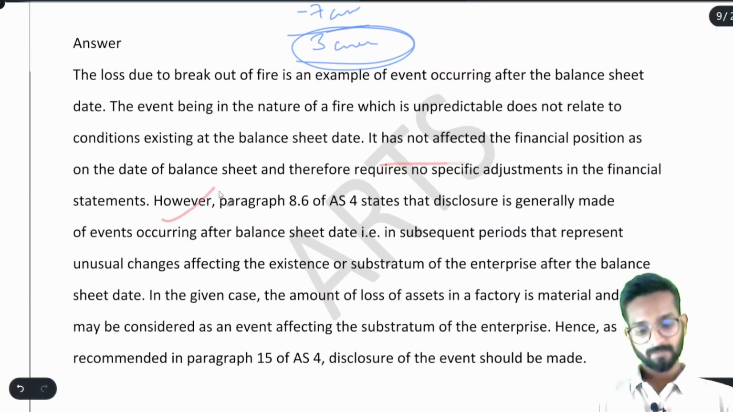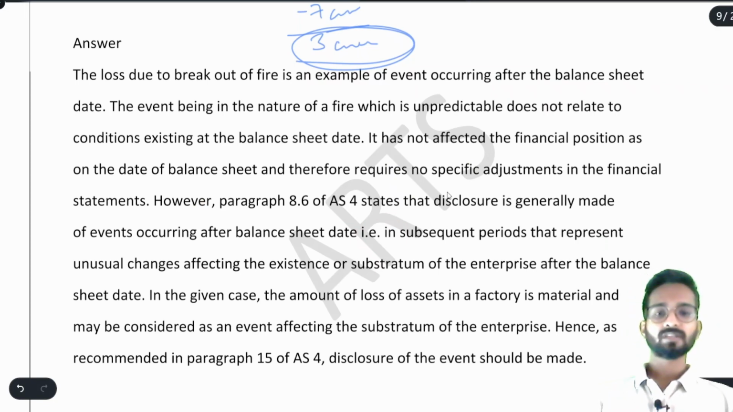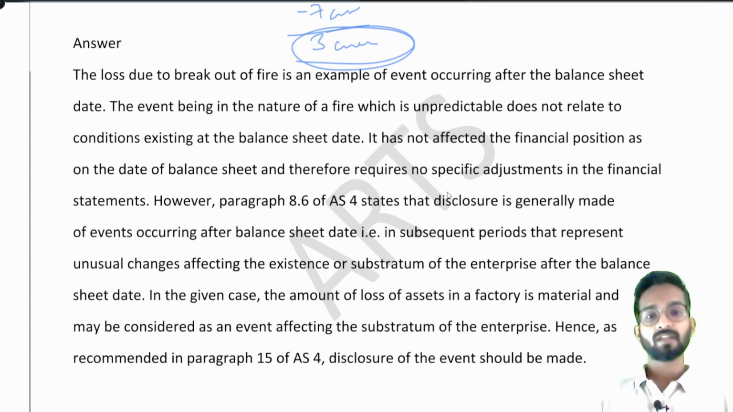Now, however, paragraph 8.6 of AS 4 states, see, there might be a question in your mind that, sir, are we supposed to mention paragraph numbers also? You are not supposed to mention them. It is not mandatory, but in every standard there might be only 1 or 2 paragraphs, and they are not present in every standard also. In some standards, 2 or 3 paragraph numbers are mentioned. If you can do that, it is very good. But remember, do not fluke your paragraph numbers, okay? If you remember, very good. If you do not remember, it is not bad.